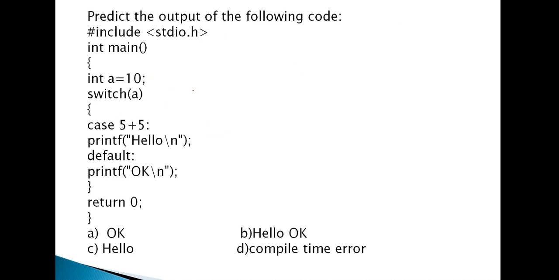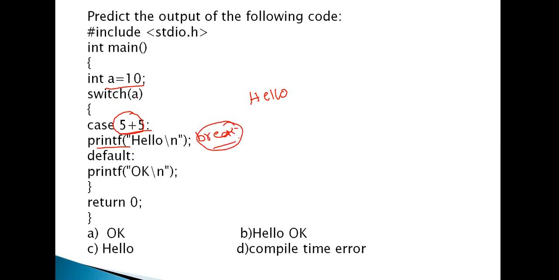Right? Next. The same example. A is equal to 10. Switch of 10. Case 5 plus 5. Is it executed? Yes. So both are values. If both are values in the label, it is perfectly executed. Case 10, what is the output? Hello. But after the statement, I am not writing any break.